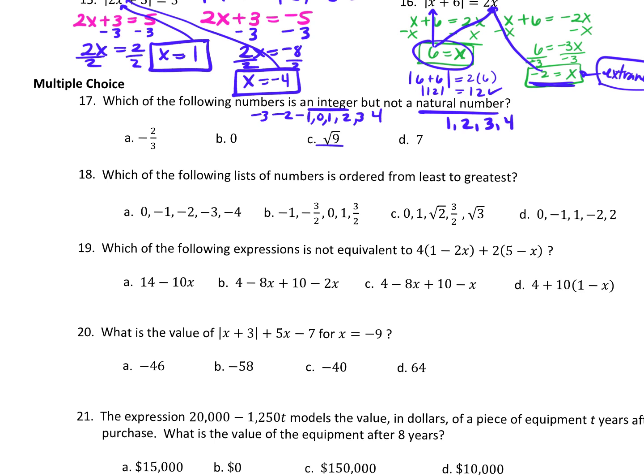So technically this is the number 3, that would check out. This is the number 7, that checks out. This is not an integer or a natural number, but B is an integer, but is not a natural number.